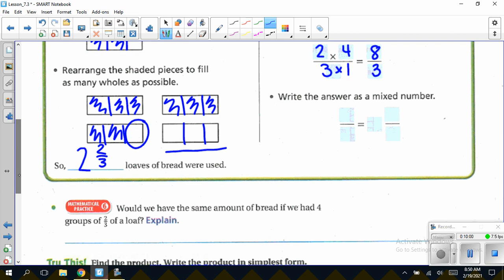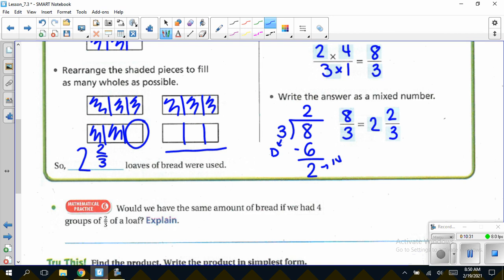Again, we cannot have an improper fraction, so my 8/3, I do have to TIBO: top number 8 on the inside, bottom number 3 on the outside. 3 goes into 8 2 times. 3 times 2 is 6. Subtract, that leaves me with 2. So again, my whole number is the quotient. My numerator is the remainder. And my denominator stays the same, so 2 2/3.